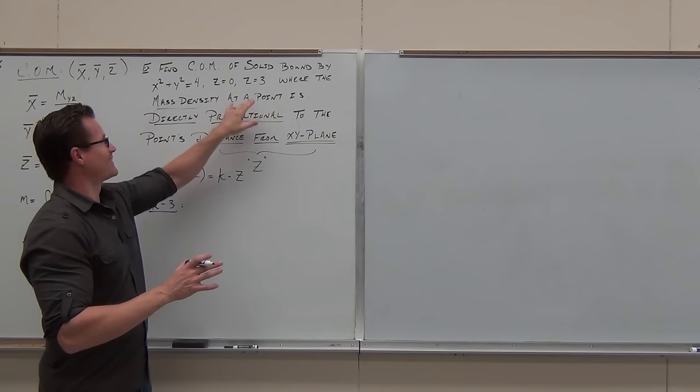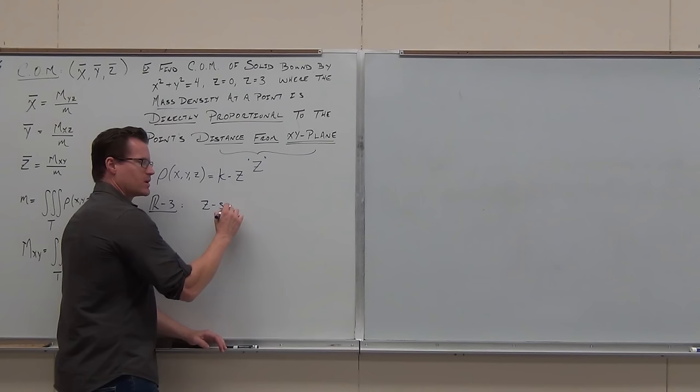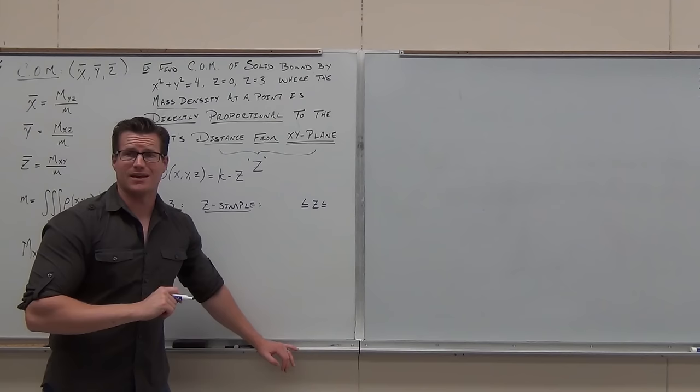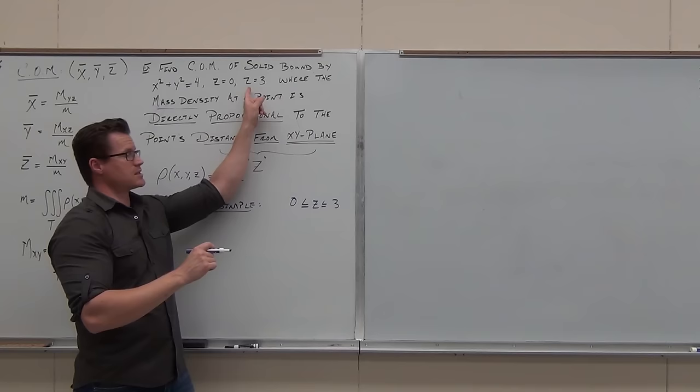We're going to pick Z simple, firstly because we're doing cylindrical. We have a cylindrical region. But secondly, because if I define Z simple, I need z sandwiched between two other functions, and in this case they're constants. I would get 0 and 3. Z equals 0 and Z equals 3, sandwiched between two z equals functions.